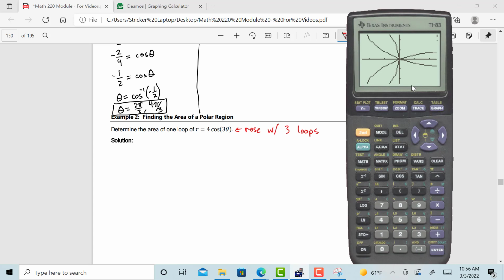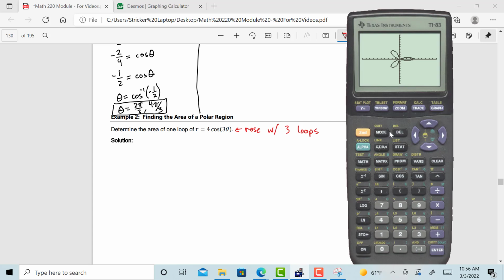Now we get the whole thing, but we still don't see it all. So I'm going to hit zoom and go just option 6 for a standard window. And so there we see our 3 looped rose. And we want the area of just one of those loops.